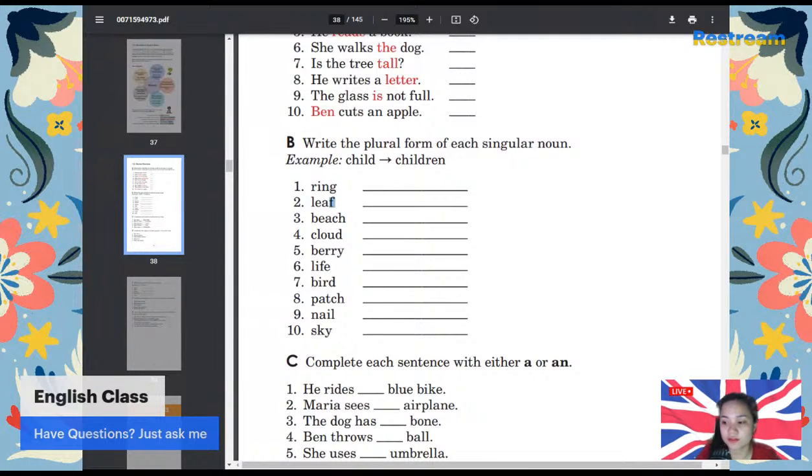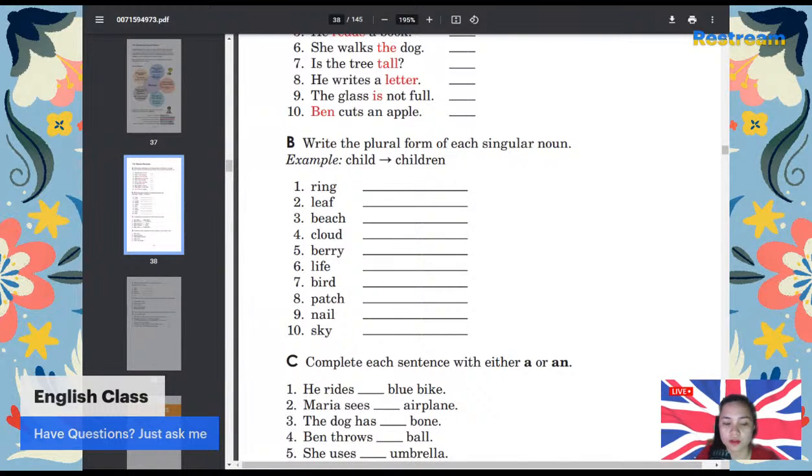Ah, sorry, leaves. Wait, wait. Okay, so we'll have to place it like this in the comment section. I posted it there. Okay, so next one.